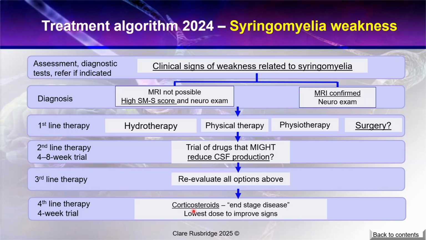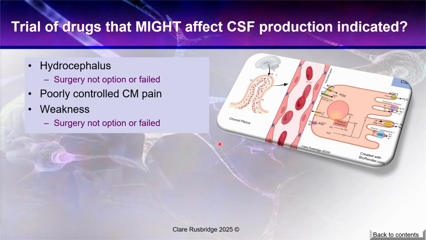If I ever have to do it, it is only the very lowest dose to improve signs. And it really isn't necessary. As I say, I treat hundreds of dogs with this condition, and I haven't had to resort to steroids. The only dogs with steroids are ones that other people have prescribed, and inappropriately. So, what about the drugs that might affect CSF production?